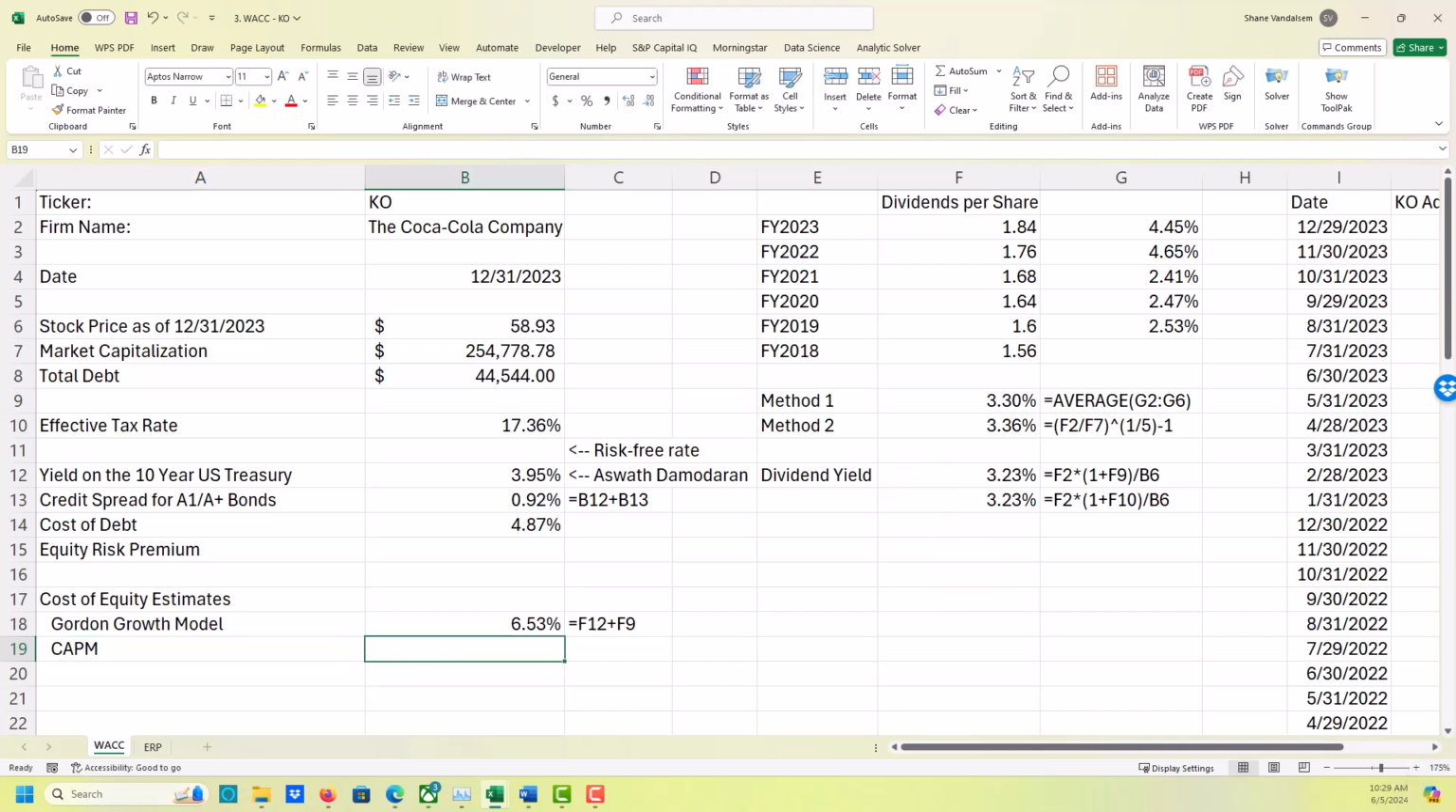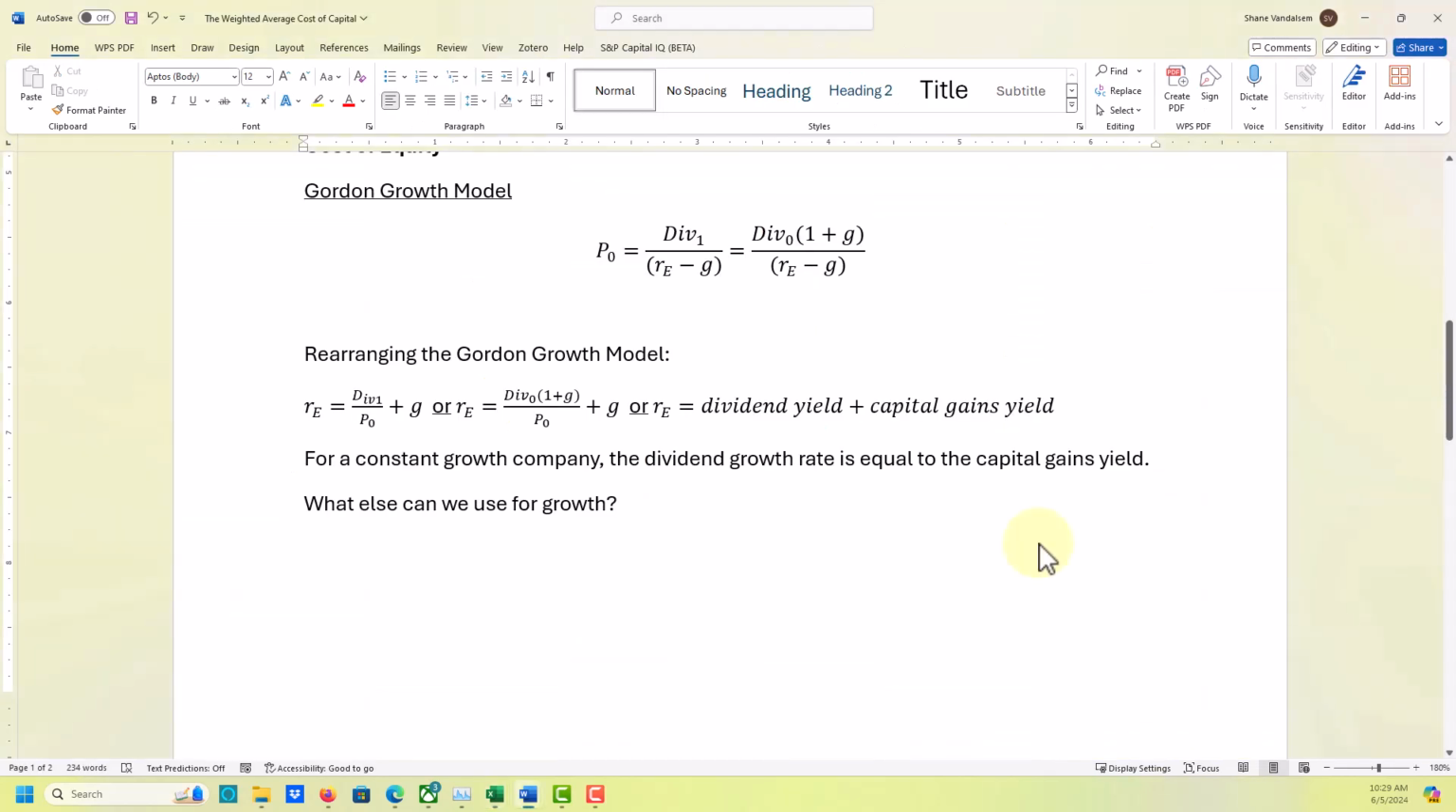So going back to the document, let me just answer the question here. What else can we use for growth? Well, we can use analyst estimates for growth. Or ROE multiplied by the retention rate. And there are different calculations for that as well.